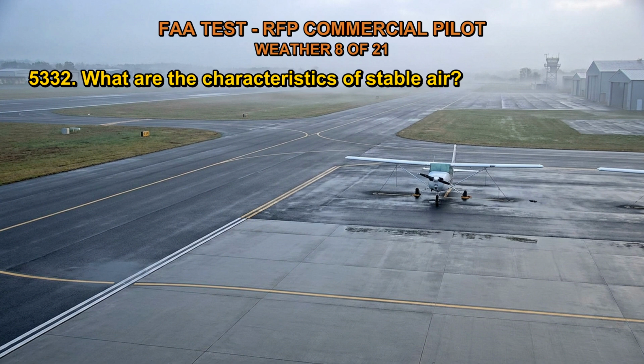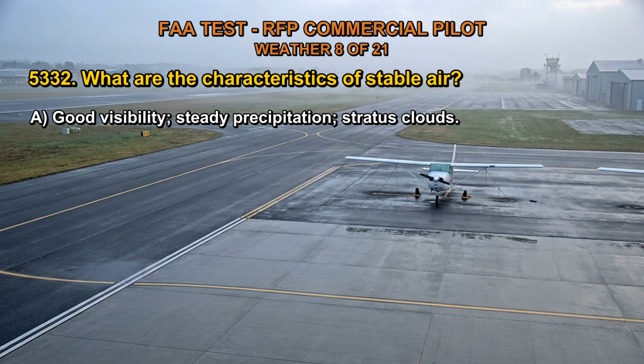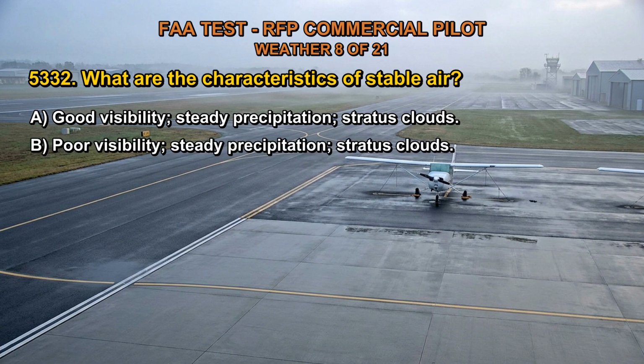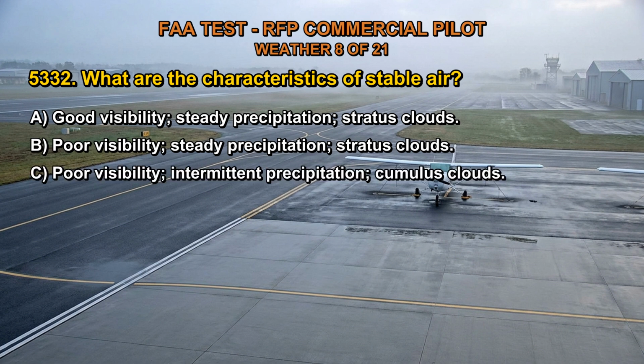5332. What are the characteristics of stable air? A. Good visibility, steady precipitation, stratus clouds. B. Poor visibility, steady precipitation, stratus clouds. C. Poor visibility, intermittent precipitation, cumulus clouds.